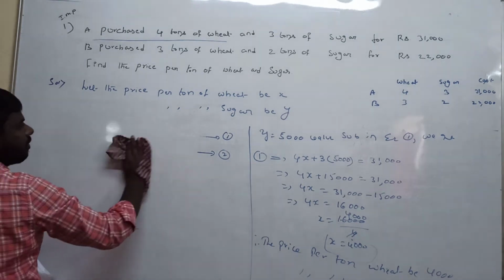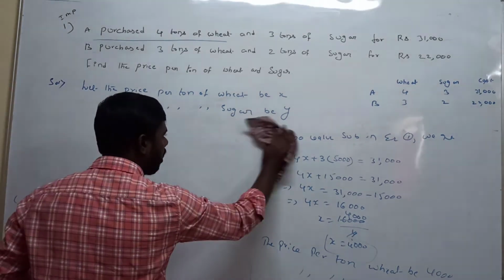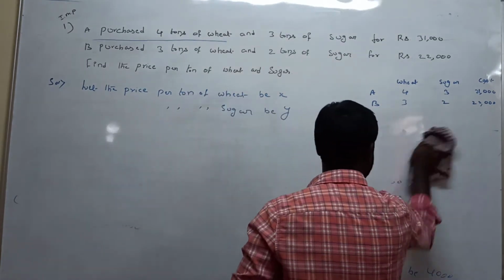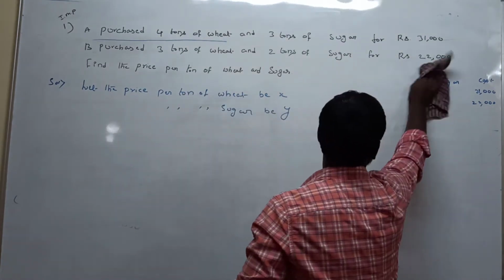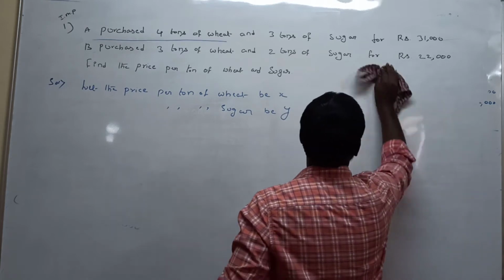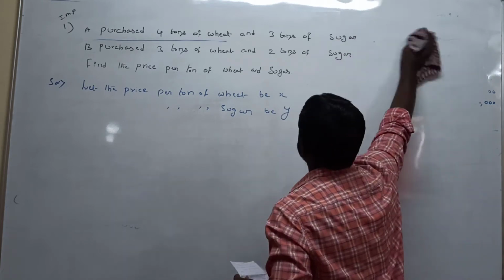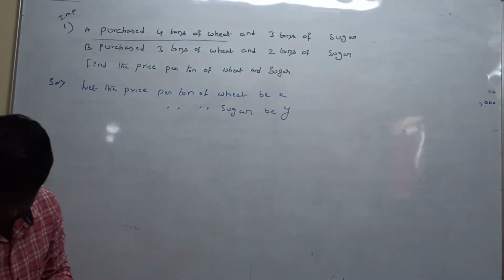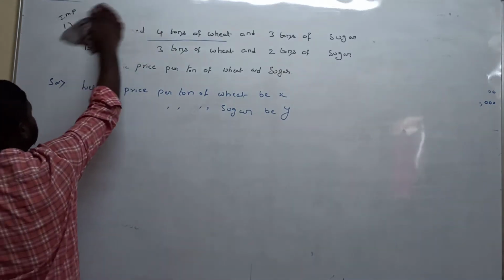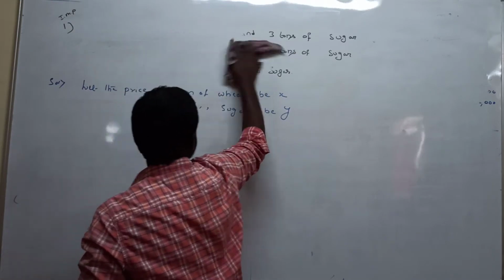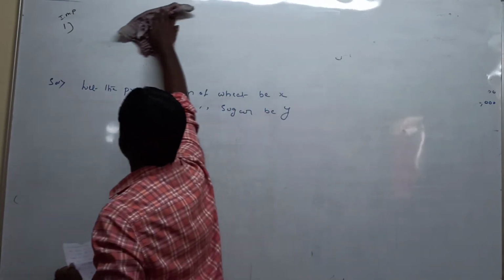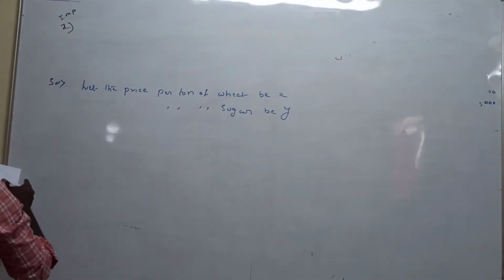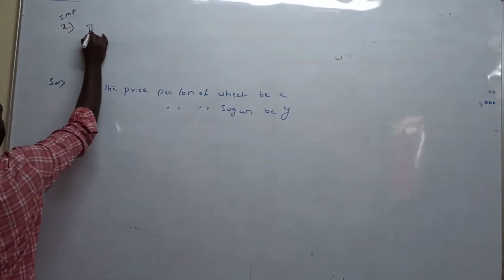The next question. So first, what is given? We read the question, and after that we find the equations. The second question is also very important, a 7 marks question.